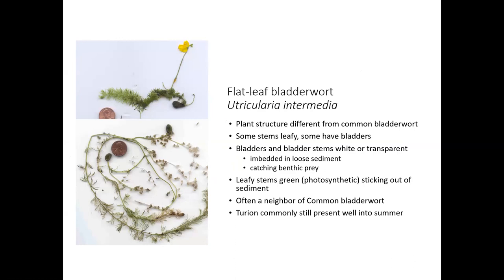In this plant, you have some stems that are leafy and green. Maybe, Paul, you could point those out as the green portion of the leaf. And then some stems just have bladders, and they are usually white or transparent. The reason that they're white or transparent is because they are stuck back in the mud. They're down in the mud or on the side of a bank or something like that, and they're catching benthic prey. The sediment that they're embedded in is going to be quite loose, but they are definitely out of the sunlight, whereas the leafy stems are green and they are photosynthetic.